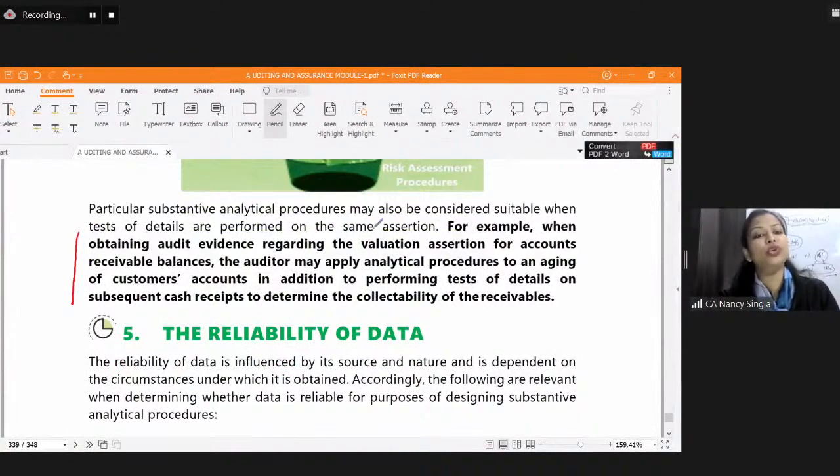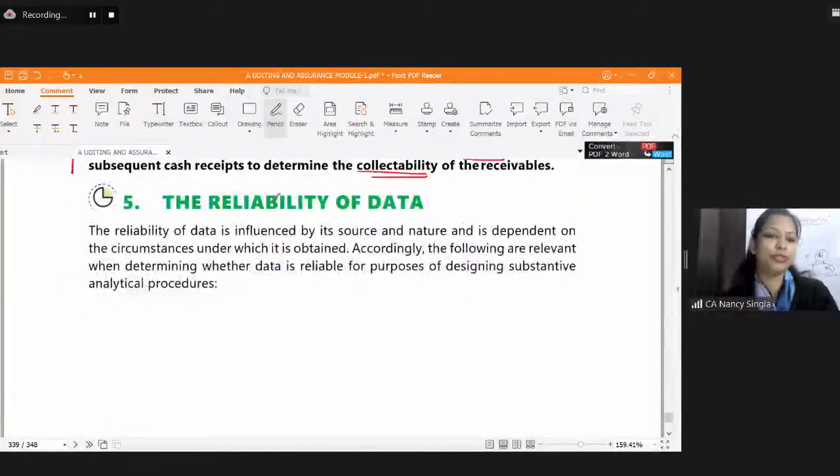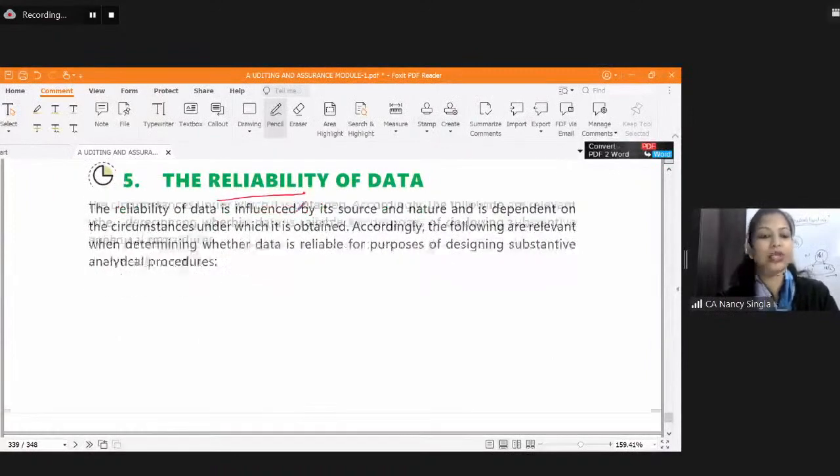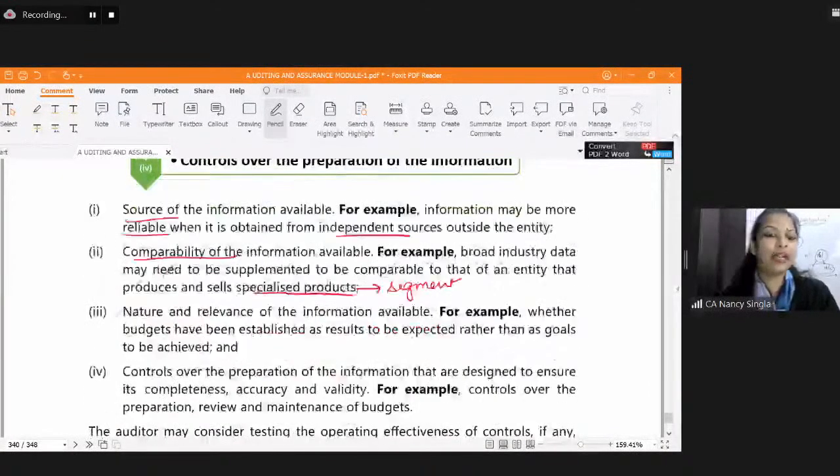With respect to your collectibility, you will have to perform test of details. However, with respect to your measurement assertion, you may apply the analytical procedures. Now, reliability. Reliability is influenced by source. For example, an independent source is more reliable. Comparability is what? Specialized products. This is what? Segment-wise information. Okay? Then nature and relevance of information.